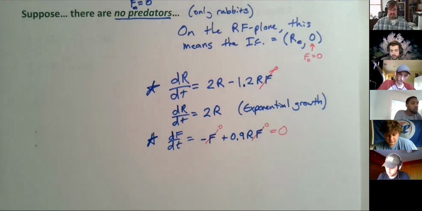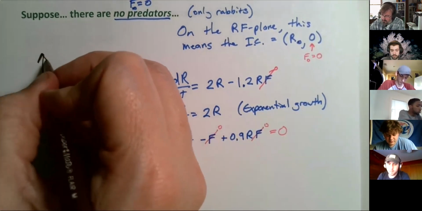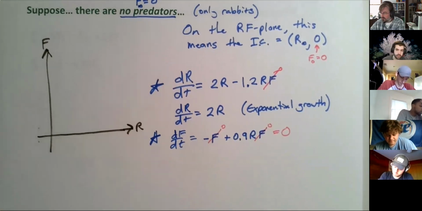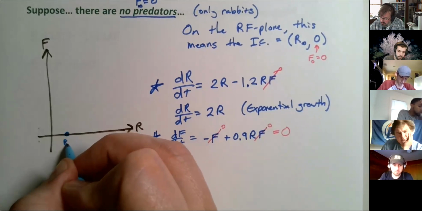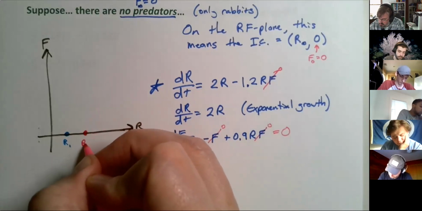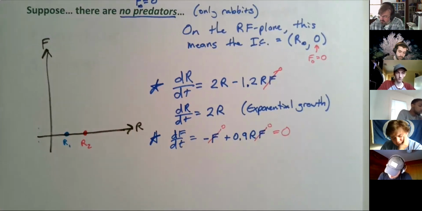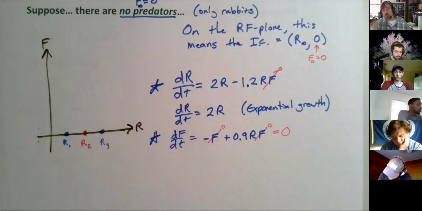So it's not interesting in the f direction vertically, but it is interesting in the horizontal direction. And so if we draw our rabbit and fox population like this, draw our f axes, then no matter where you start along the rabbit population, whether you start at some R1 here or some R2 or some R3, no matter where you start, you're going to expect there to be growth in the rabbit population.